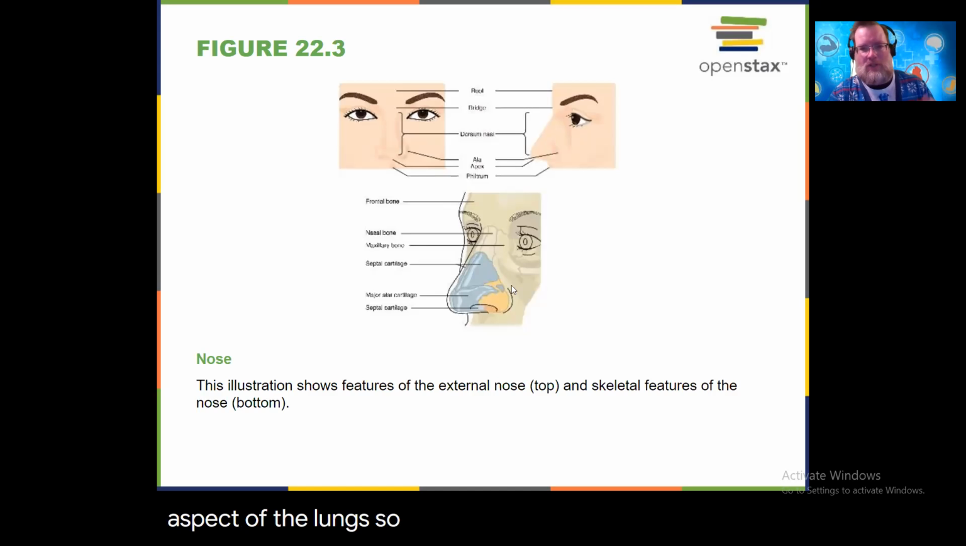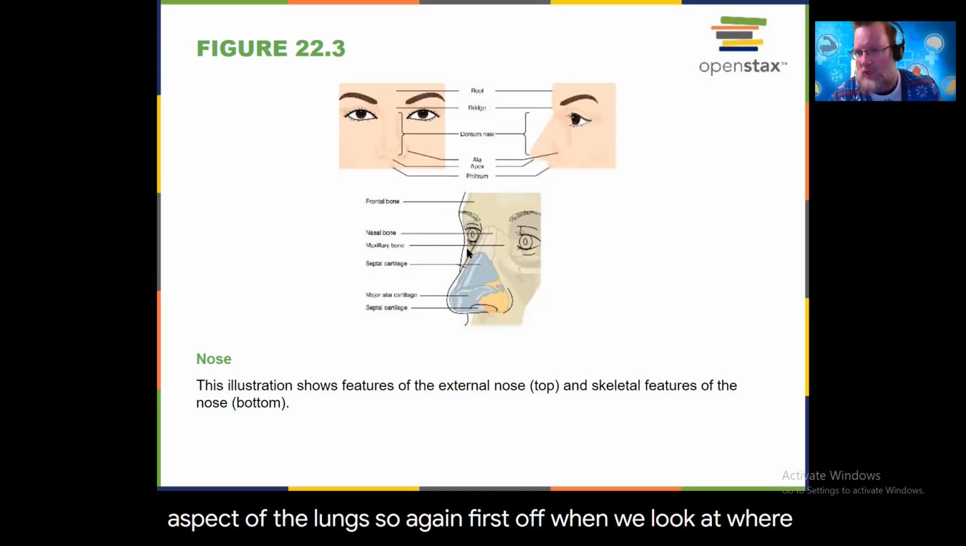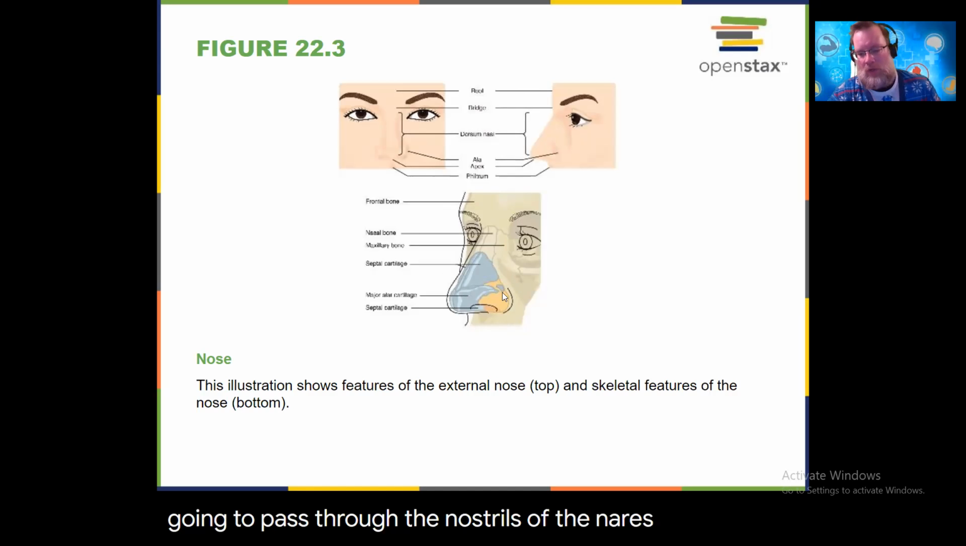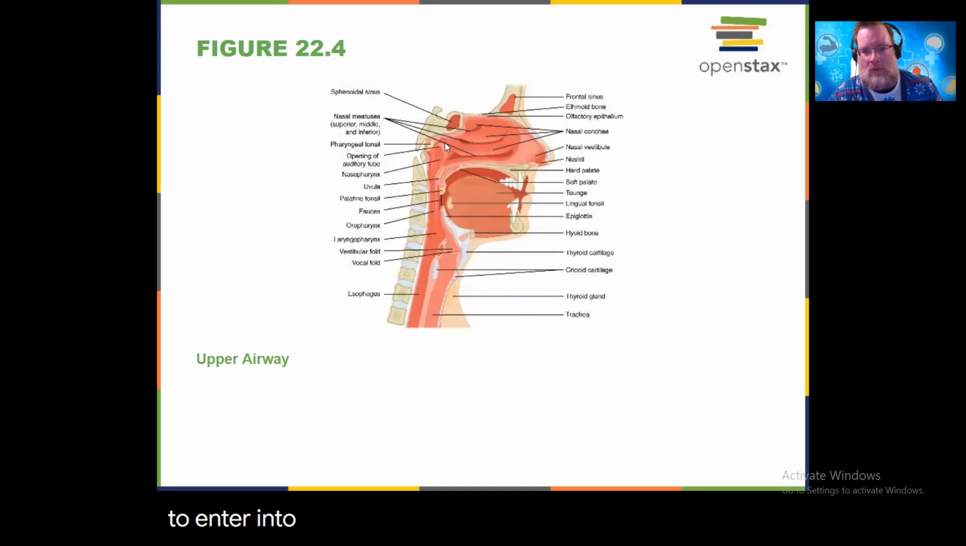So again, first off, when we look at where respiration begins, we're going to begin in the nose. These are called nares, your nostrils. So air is going to pass through the nostrils or the nares. We're going to enter into what we call the nasal cavity. The entrance just past the nares or nostrils, they call that the vestibule.